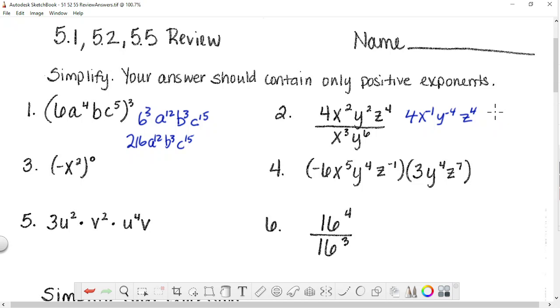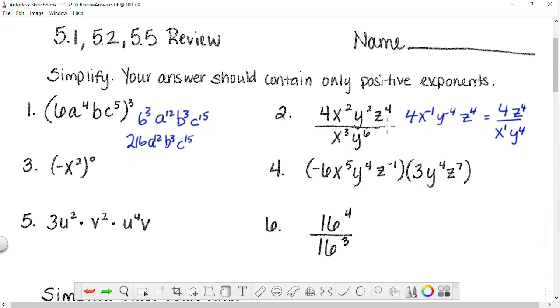Okay, so let's go through this. 4 stays in the numerator. When we get to x, it goes in the denominator and the exponent becomes positive. We get to y, it goes in the denominator and the exponent becomes positive. Z stays the same. It was positive, so it stays in the numerator. Okay, so that is the answer. Now the 1 right here that I have, we don't have to write that. You could write it or you can not. It doesn't matter. Either way is fine.